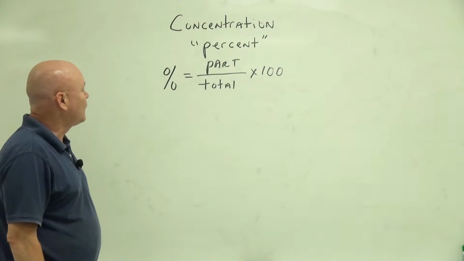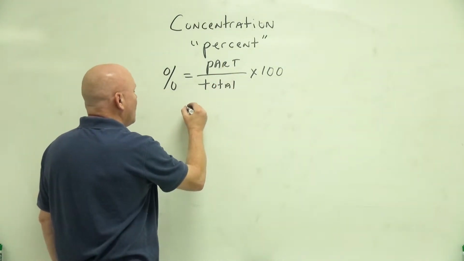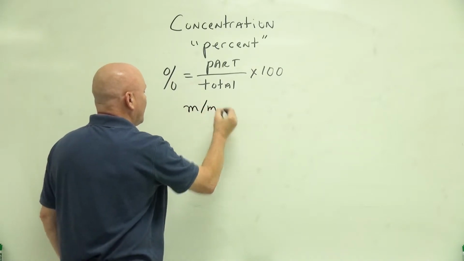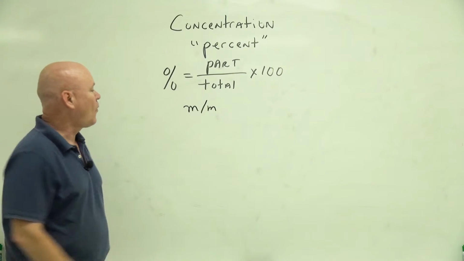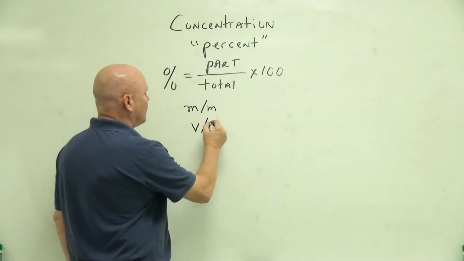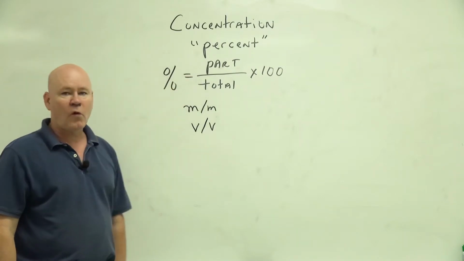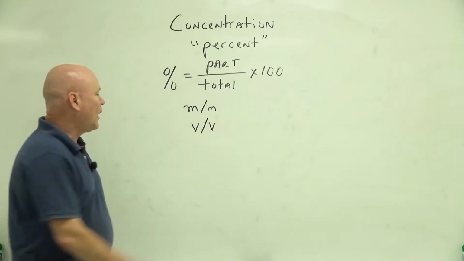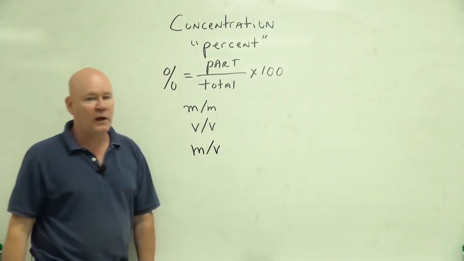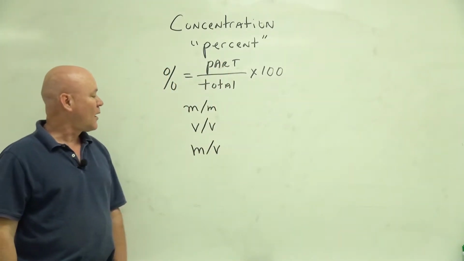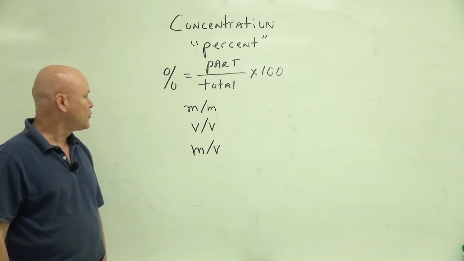All right, and we have different kinds of concentrations because we can have a part over a total. We can have a mass to mass, that's where you have grams for your part and grams for your total. We can have a volume percent. That's where both the part and the total are volumes, such as milliliters. And we can actually even have mass over volume, and that's where your part is the grams over some number of milliliters for the solution.